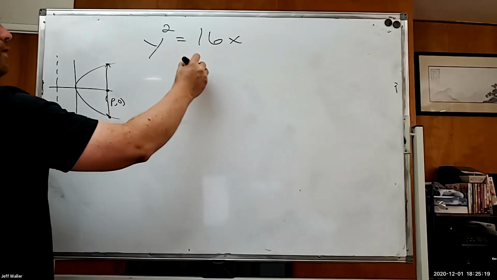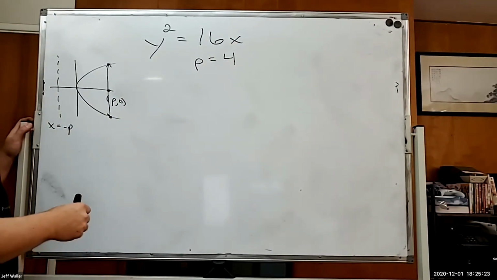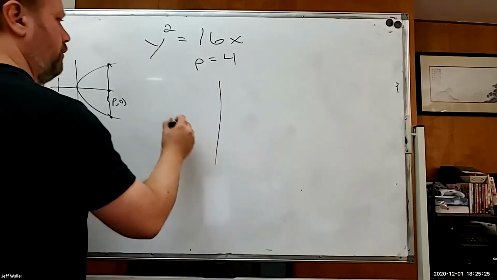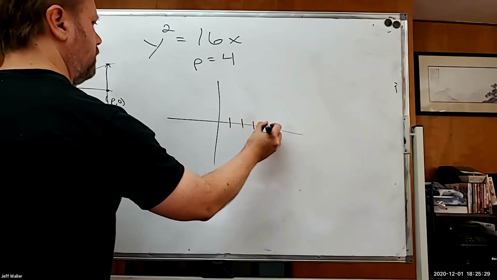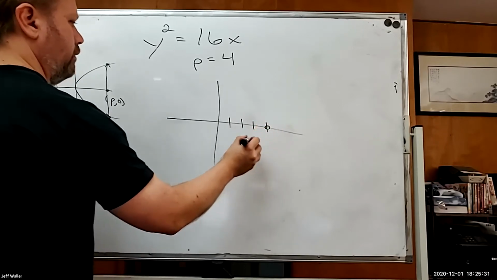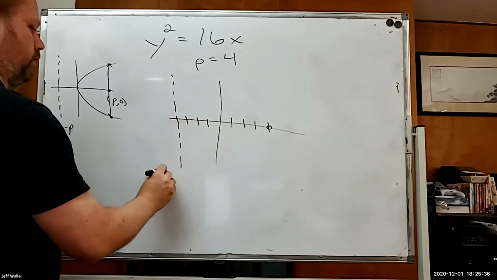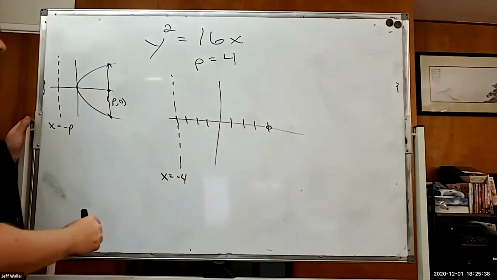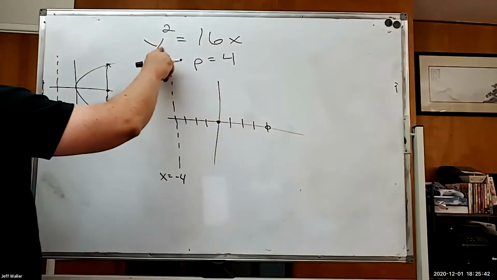So obviously here p is 4, right? So I know then the focus will be at (4, 0). The directrix will be at x = -4. It does go through (0, 0) because neither one of these are shifted.